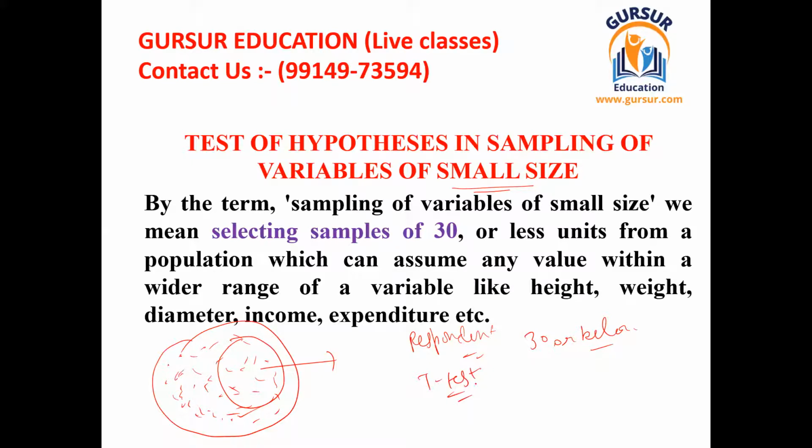The only relevant test which is applied on small size variables is known as t-test. And any sample which has more than 30 elements is known as a large sample. So you would have understood the difference between small and large size samples. Small size samples are simply those in which the sample size is less than or equal to 30, and large samples are those where the sample size is greater than 30. So by the term sampling of variables of small size, we mean selecting a sample of 30 or fewer units from a population which can assume any value within the wider range of variables. So that you have to understand.